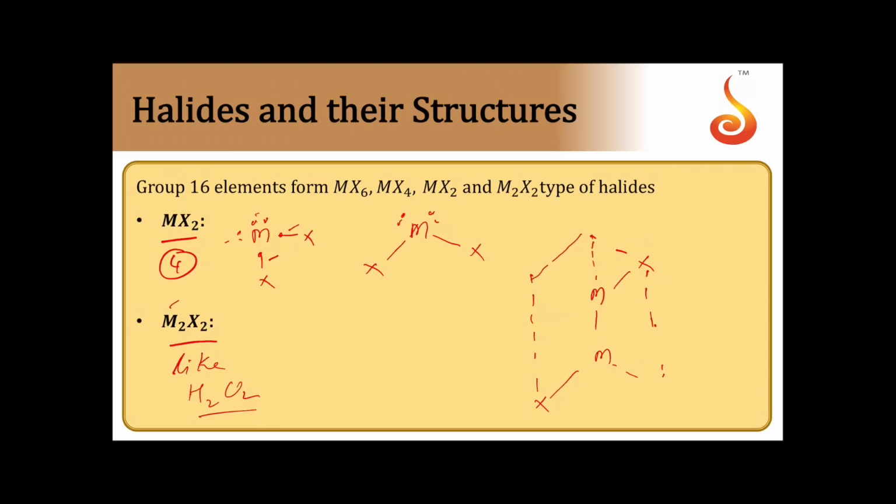So something like the open book structure of H2O2, that is, oxygen atoms in the spine of the book and the leaves contain 2 hydrogen atoms. So we have a structure similar to that of H2O2. These are the structures of halides now.